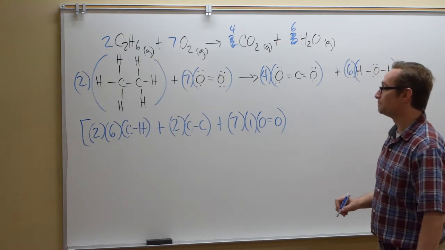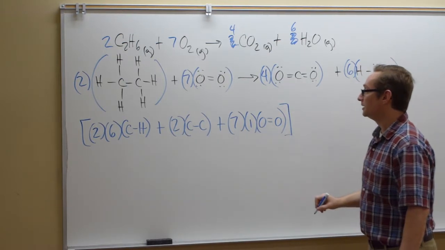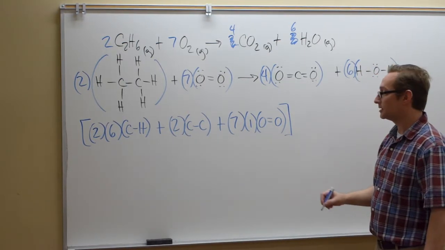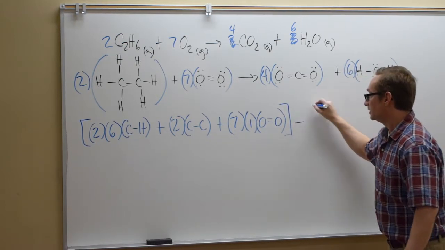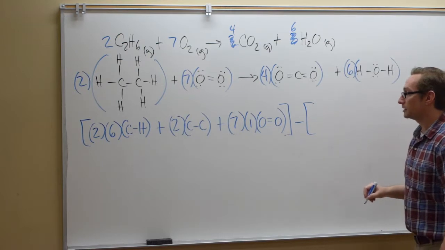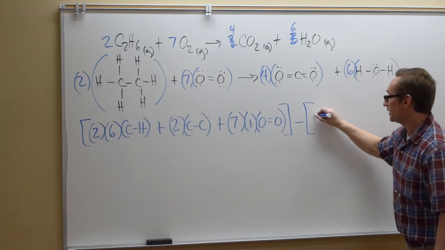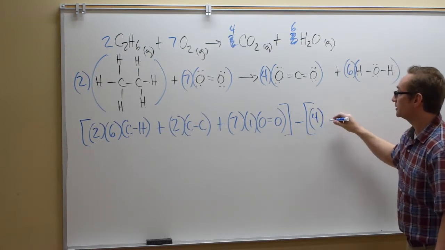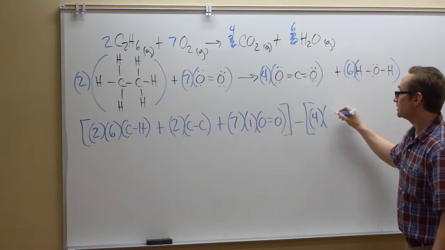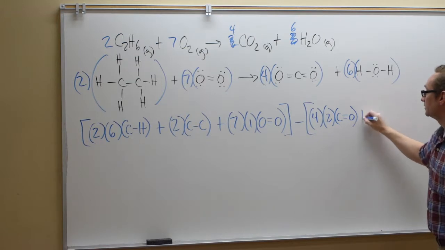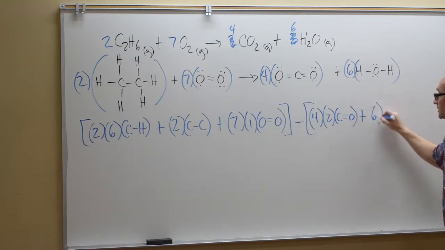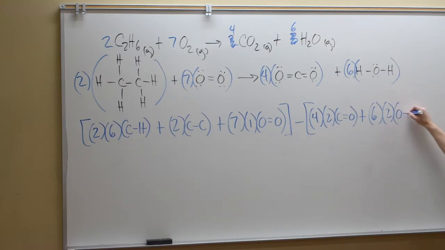So I've got that. And those are my reactant bond energies. I'm going to plug in the bond energies from our table into this equation. Okay, minus the products, so it's reactants minus products. I've got 4 for my coefficient times 2 CO double bonds plus 6 times 2 OH bonds from water.